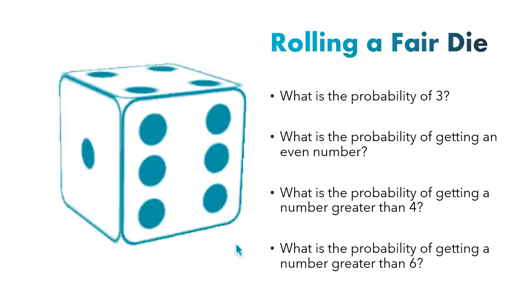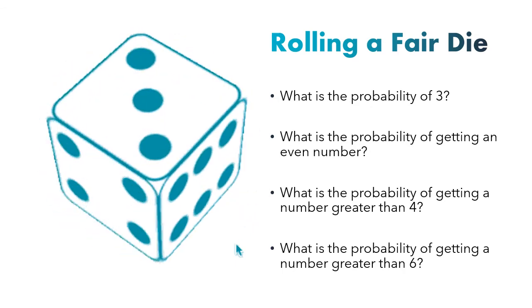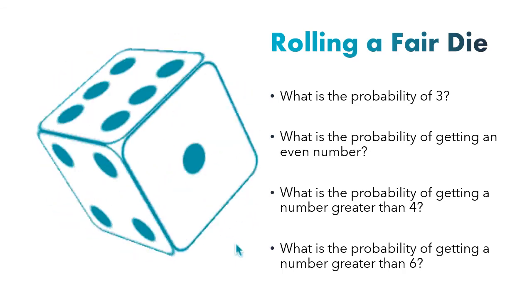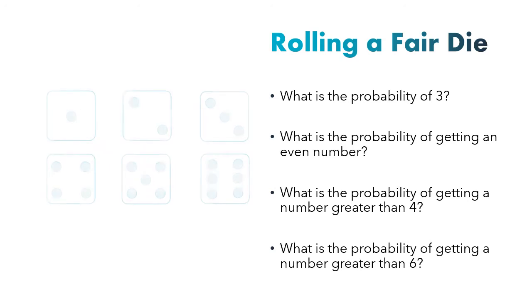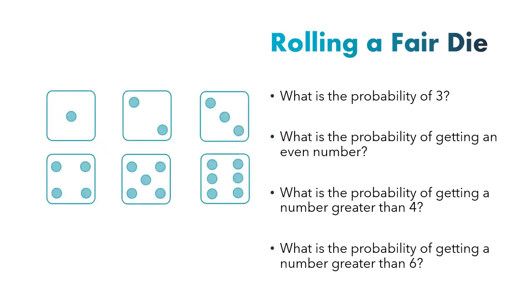When we roll a fair die, what's the probability of getting 3? First, we need to ask ourselves, what is the sample space? So the sample space is the numbers from 1 to 6. Therefore, the probability of getting 3 is 1 out of 6.